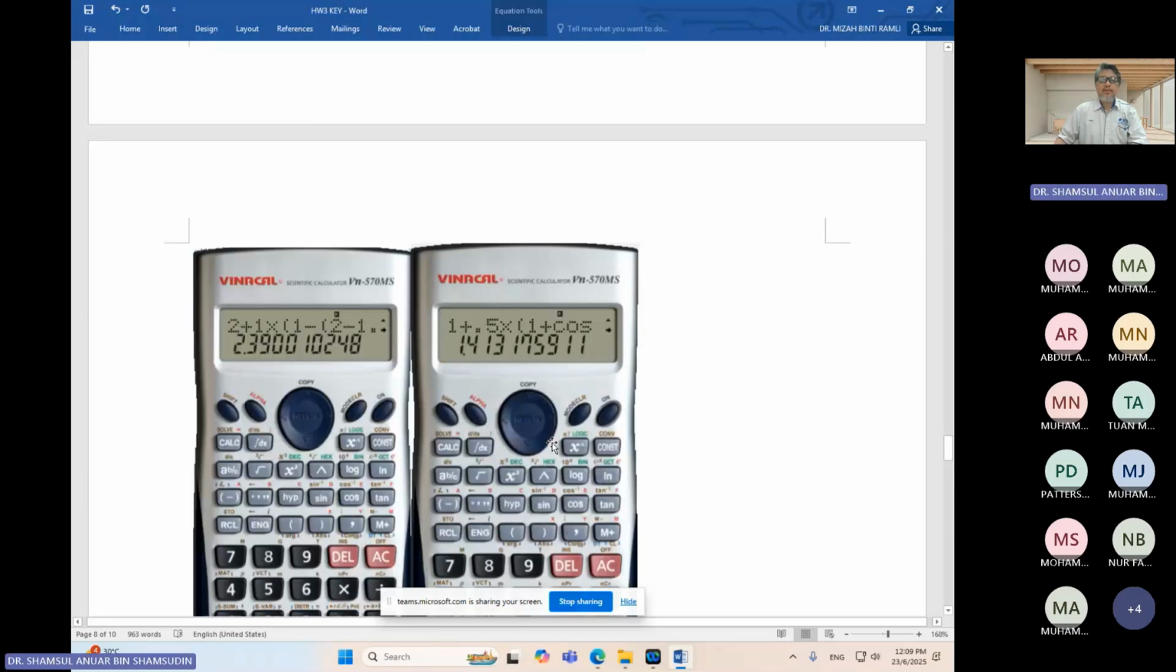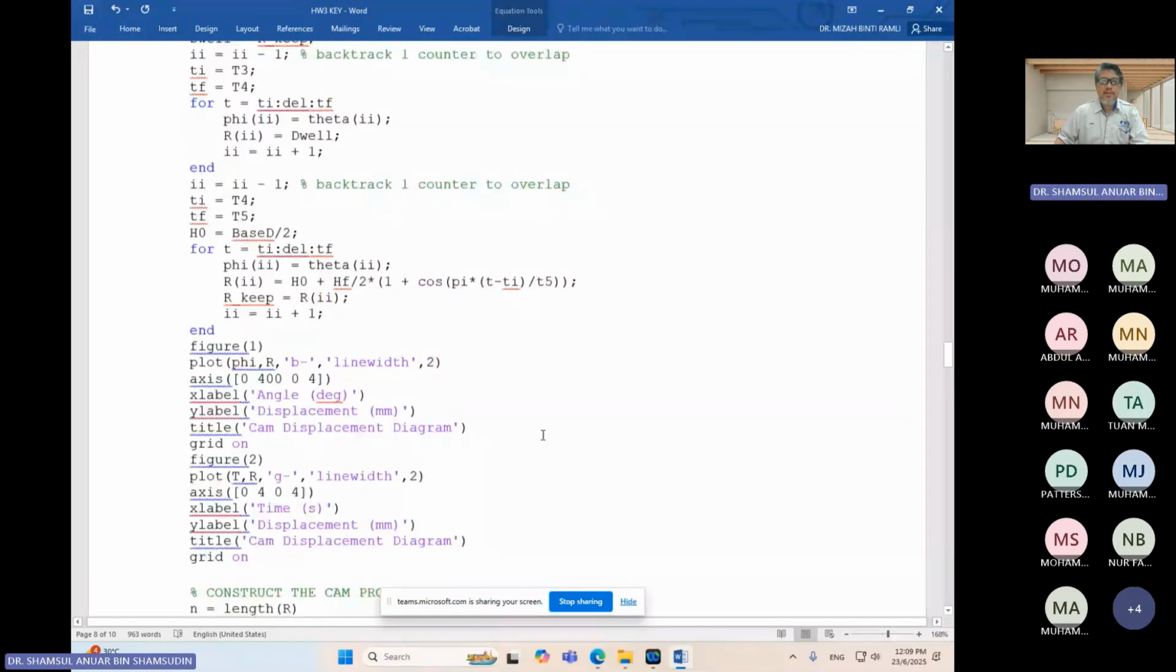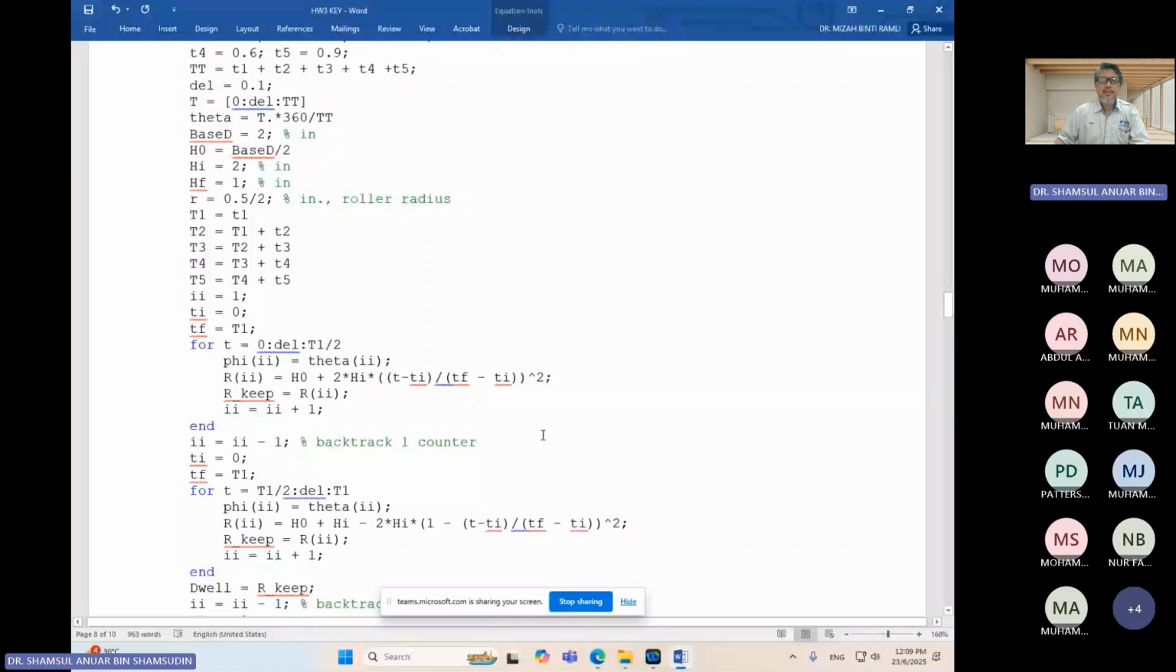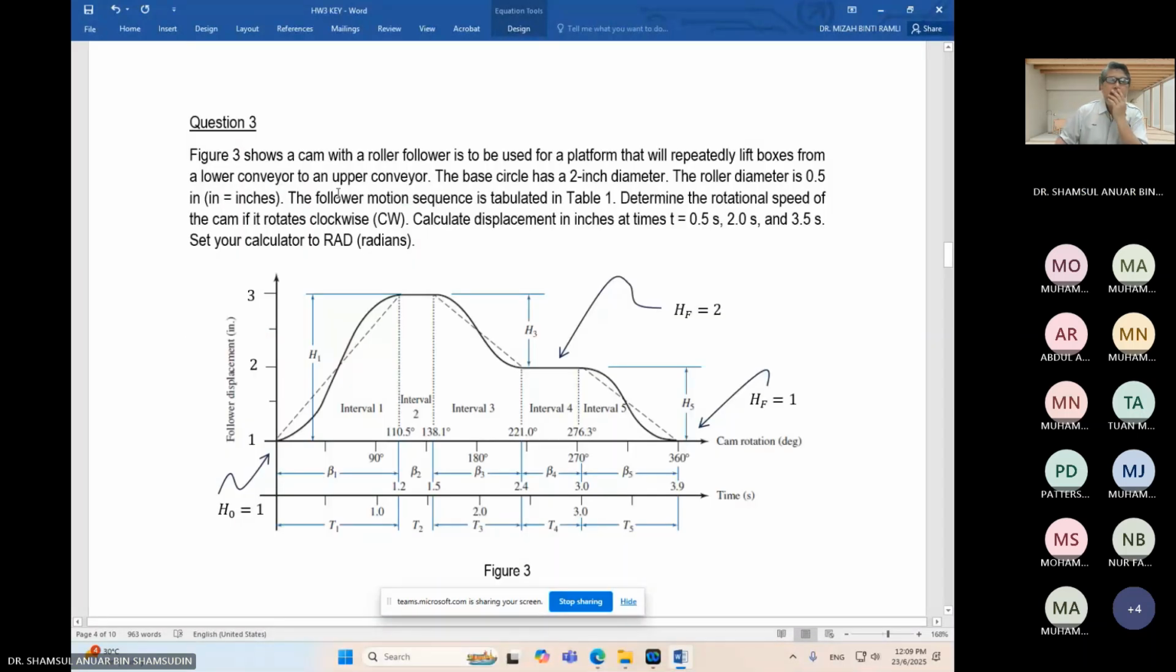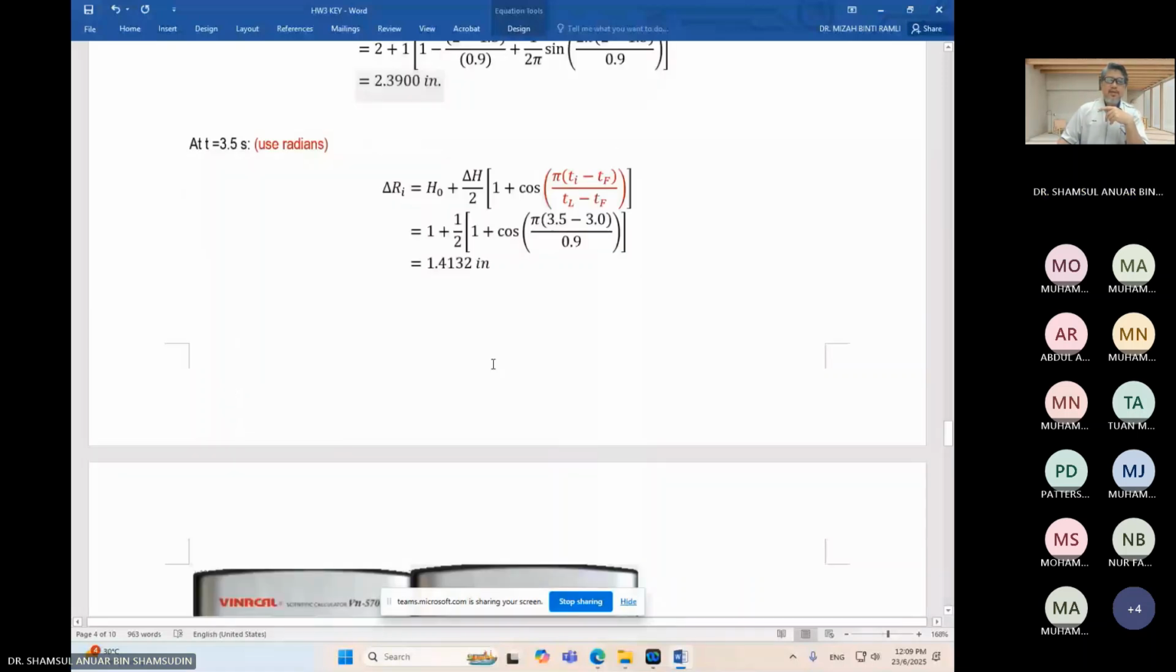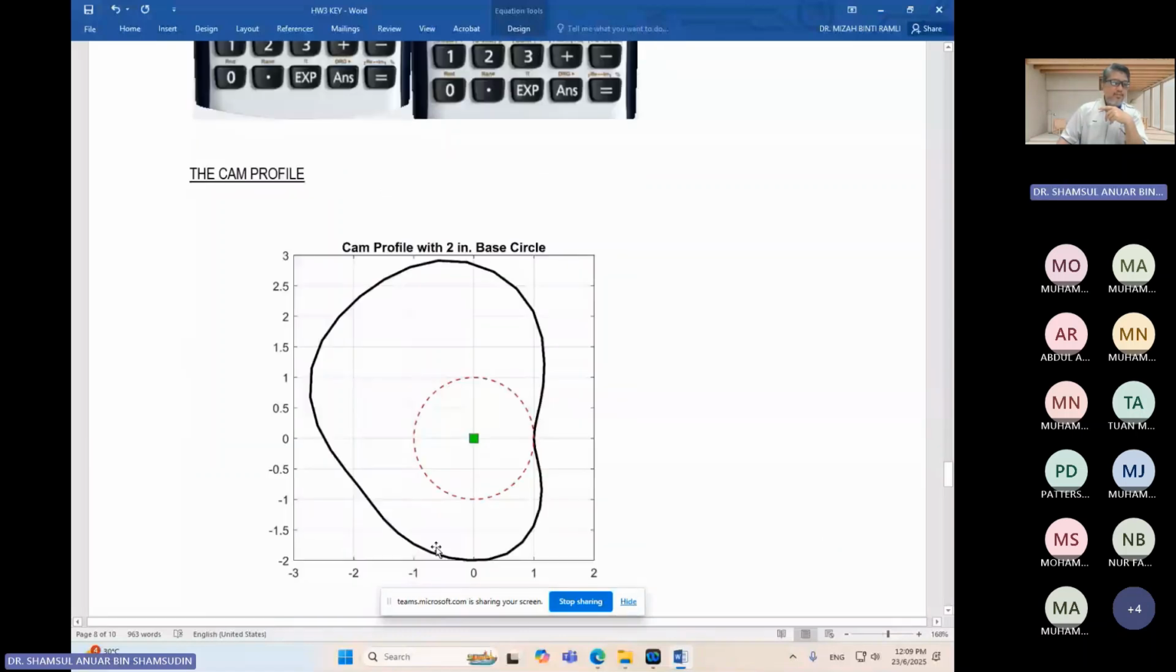Okay, so why do I go counterclockwise? Because in the question, I guess, determine the rotation speed if the cam rotates clockwise. So if your cam is rotating clockwise, you construct the cam in the opposite direction. So cam berputar ikut jam, tapi you construct is opposite. You go counterclockwise. So from here go here till here.